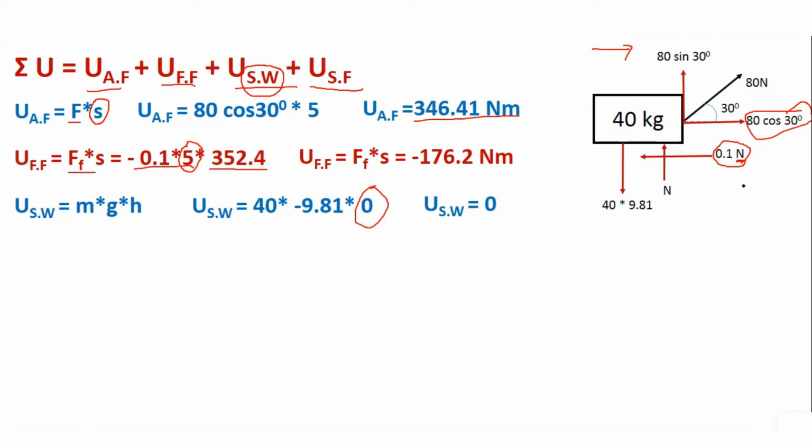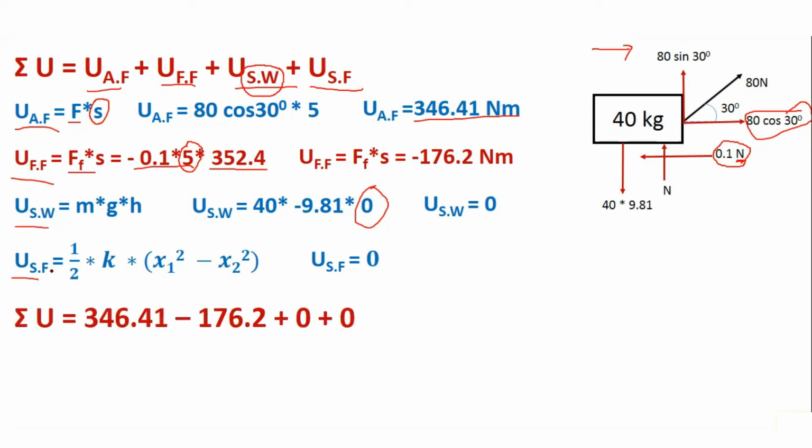Hence I will get work done due to self weight as 0. And in the entire system you didn't find any spring attached to this body. Hence, as there is no spring, there will be no spring force. Hence I will write work done due to spring force is equal to half k (x1 square minus x2 square), which will be 0 because there is no spring available in the system. By doing this, I have found out the values of all the work done. And now I will add all this work done on the body.